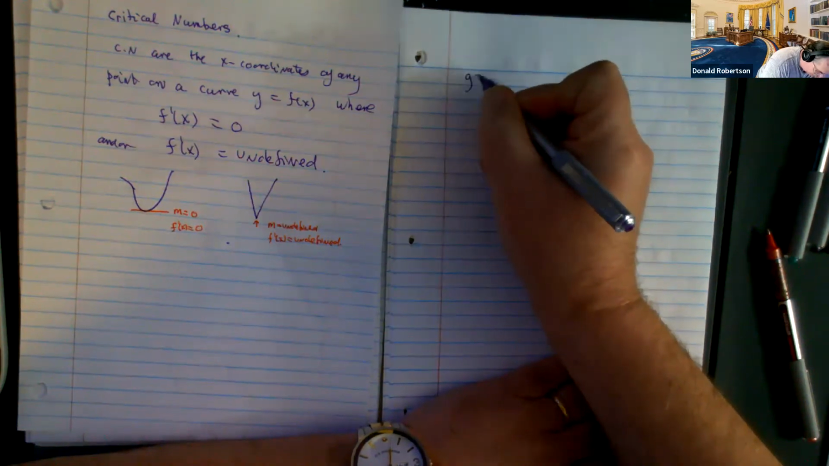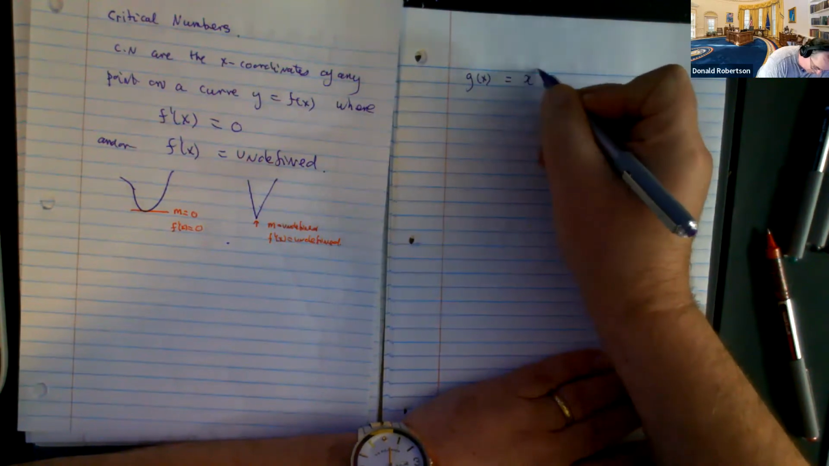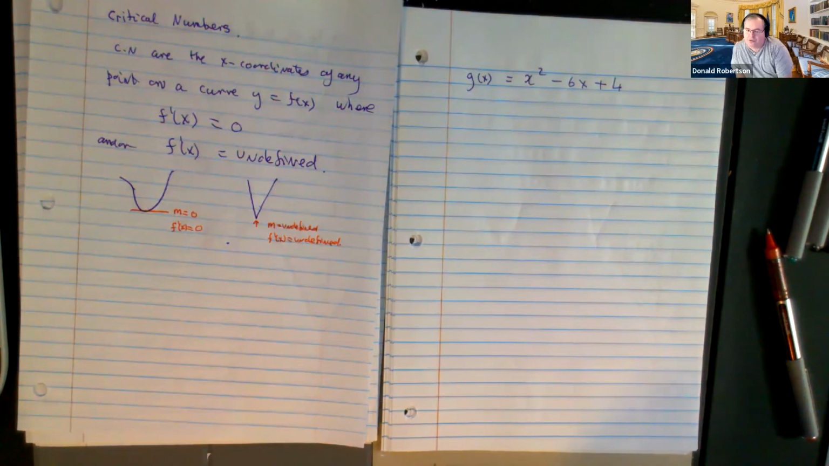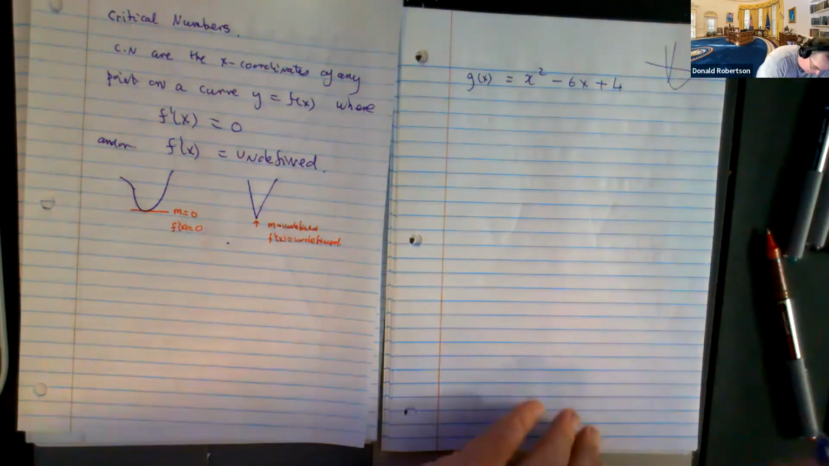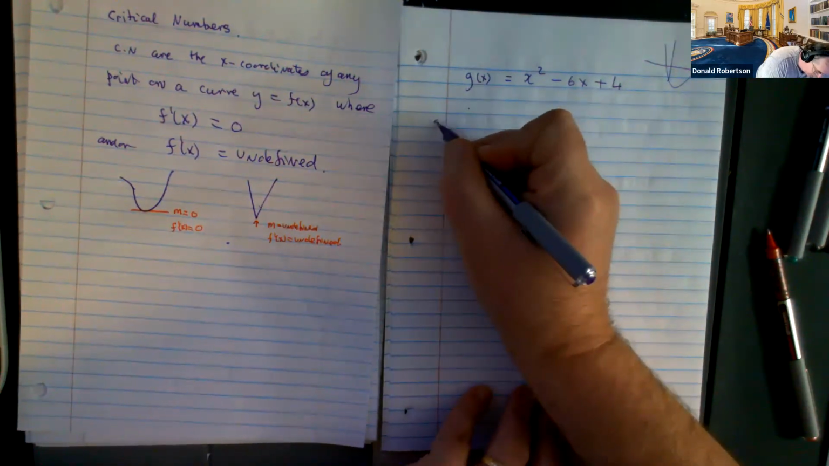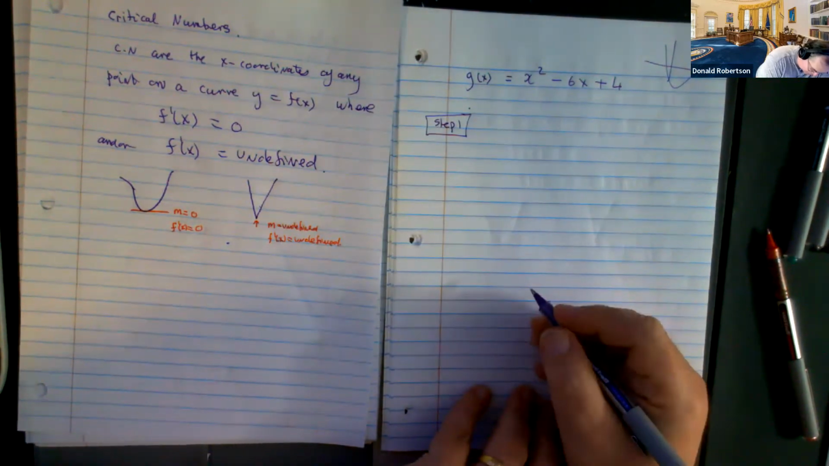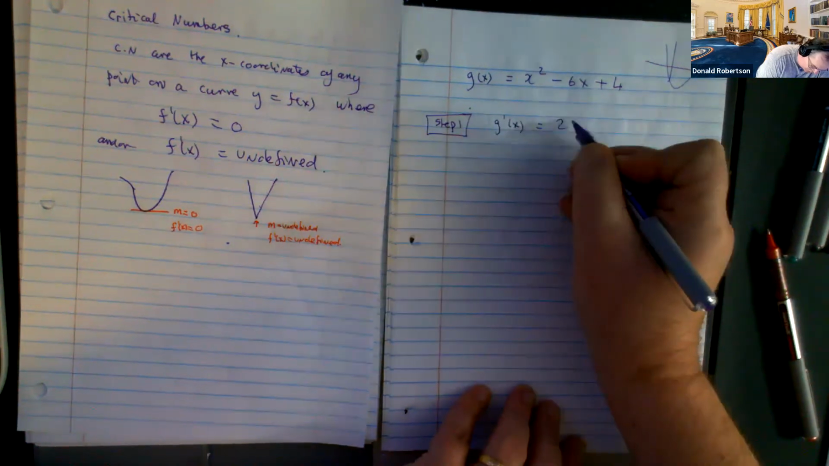So let's imagine that we had a function called g of x, and it is x squared, take away 6x plus 4. Do you recognize that as a quadratic? I'm just doing this to prove it works. It looks like that. Step 1 in finding where the local max and mins will live is to find the derivative. In this case, 2x take away 6.